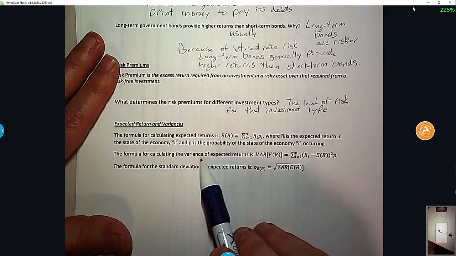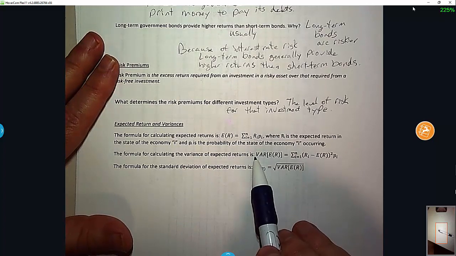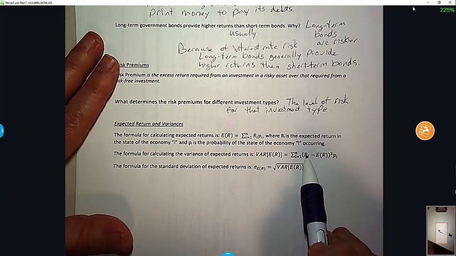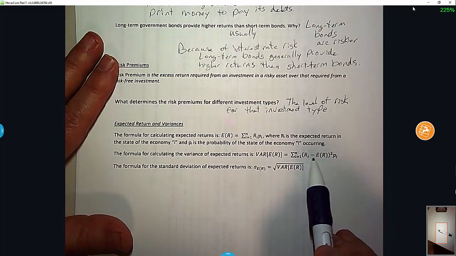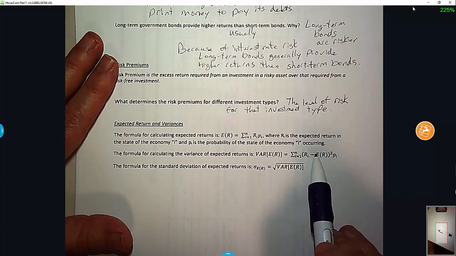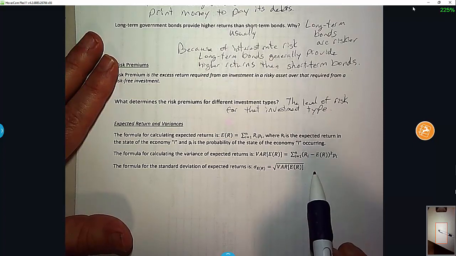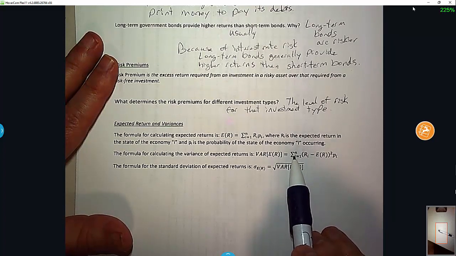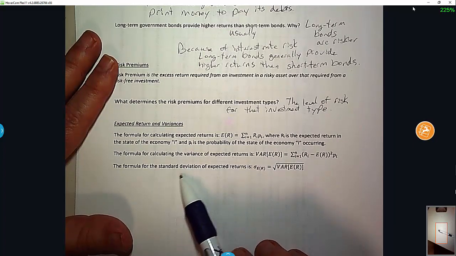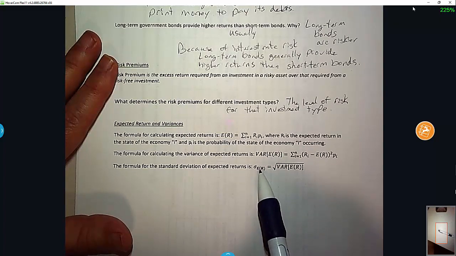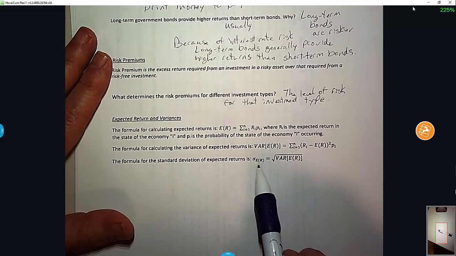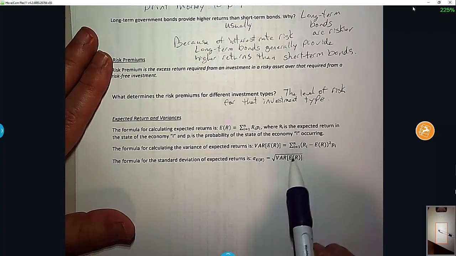The formula for calculating the variance of expected returns is equal to the sum of the expected return in a specific state of the economy minus the expected return overall. Then we square that and multiply it by the probability. We take all of these different ones for all the different states of the economy and add them together, and that gives us our variance. The formula for the standard deviation of expected returns, so this is sigma, small sigma, which is how we denote standard deviation of the expected returns, is the square root of the variance.